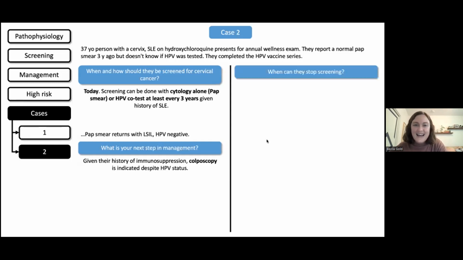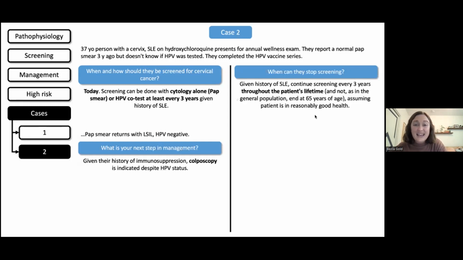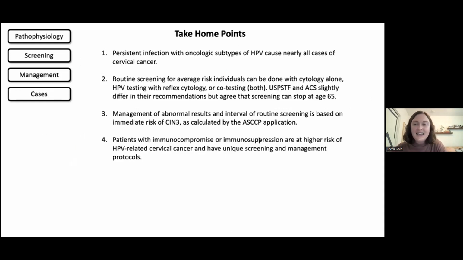And then finally, they ask you, when can I stop screening? And hopefully now you all can counsel them better than you could before. But the answer is, because of this patient's lupus, you're going to recommend that they screen throughout their entire lifetime, not getting to stop at the age of 65 as you would in the general population, assuming that they are in reasonably good health. Okay, thank you all for everyone who participated.